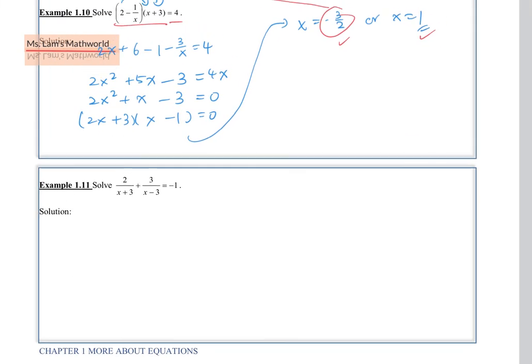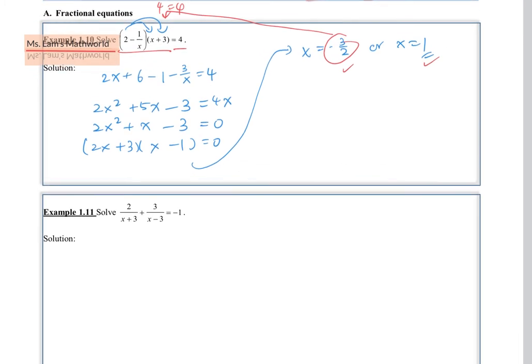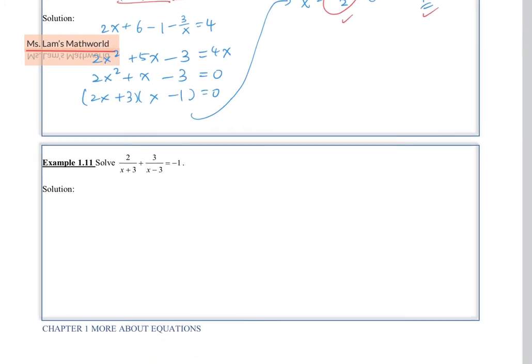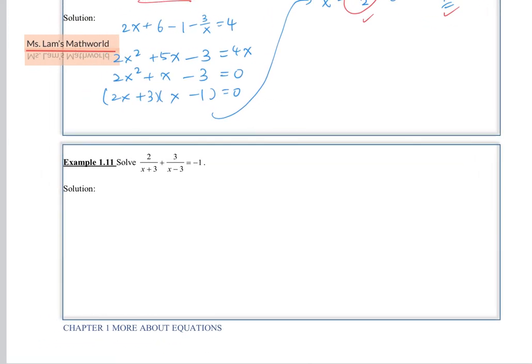So for the next example, the method is actually very similar as before. That means our task is to solve them by multiplying the LCM of the denominator. So now multiply the LCM on both sides, and you will get the right hand side minus x plus 3 times x minus 3 for the left hand side.